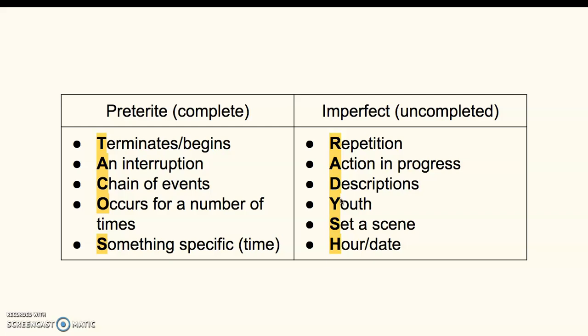Then, for the imperfect, it's R for repetition, then action in progress, descriptions, youth, set a scene, or when you tell the hour and date. The difference between the specific time and the hour and date is that a specific time would be like, I went to the store at 12:30, whereas hour and date, which is imperfect, would be, it was 12:30.